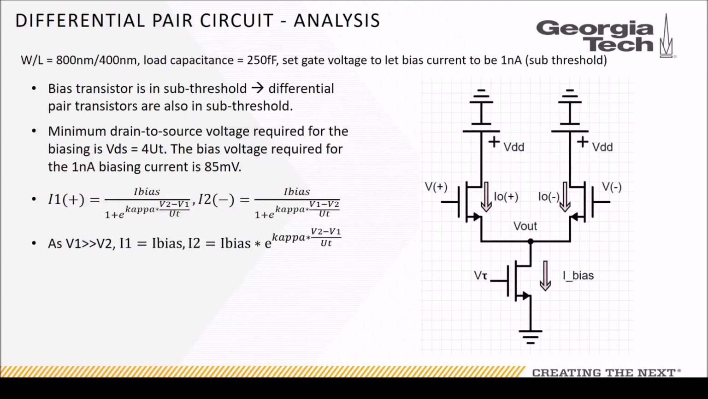Next up is the differential pair circuit. Right here you can see our theoretical analysis, which we use to calculate V tau so that we can get our I bias to be 1 nanoamp.